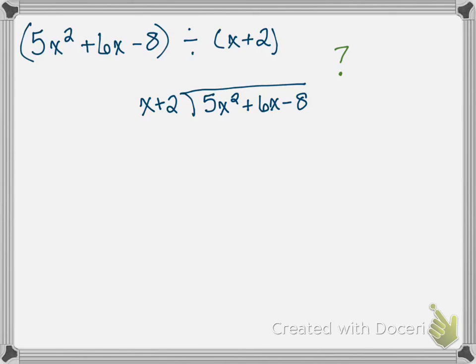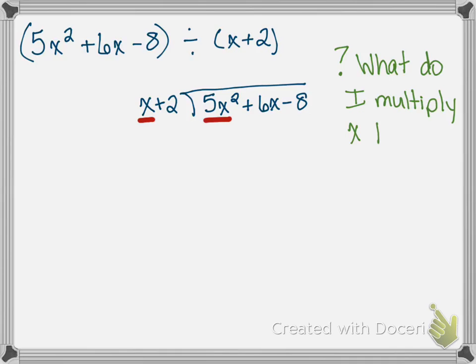Now, the question that I am going to ask myself: I look at my x, and then I look at my 5x squared. So the question I am asking is, what do I multiply x by to get 5x squared? What do I multiply x by to get 5x squared? 5x. Now, I am putting that 5x over my 6x.